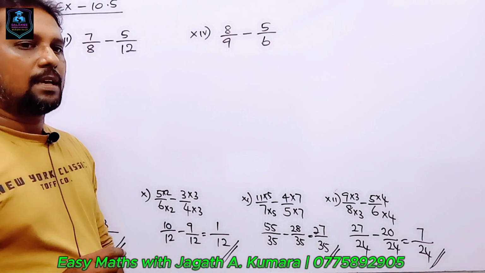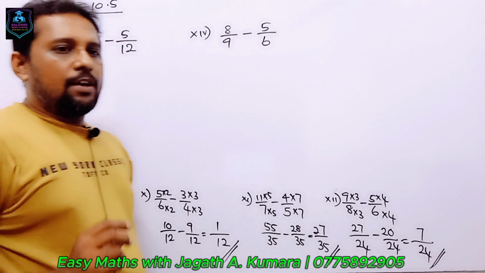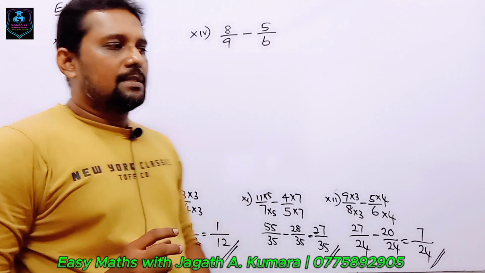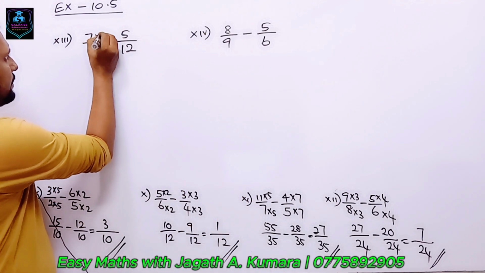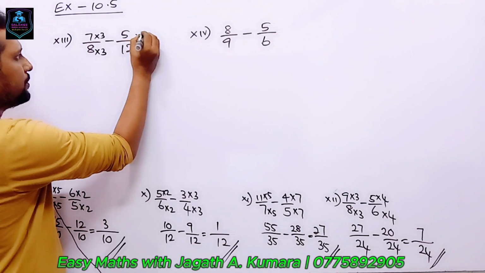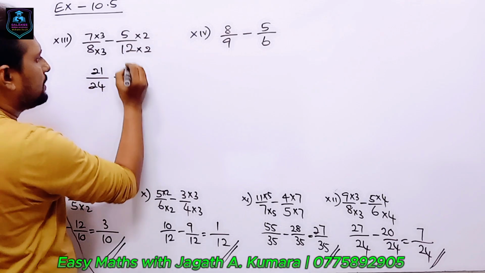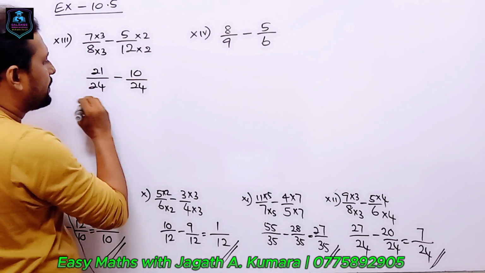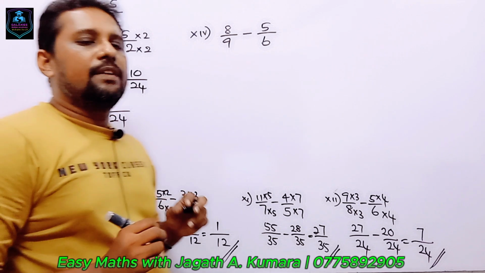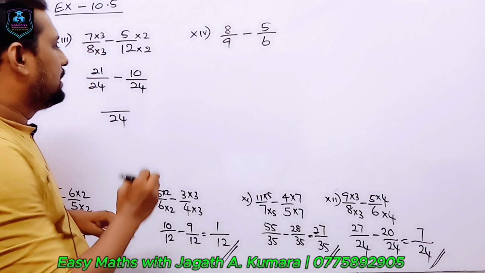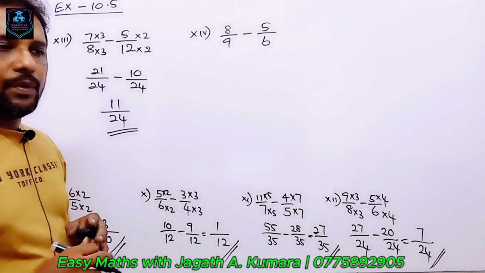Right, then let's go to the last two parts. Denominators are unequal, so you have to find the LCM. 8 and 12, LCM is 24. So the first fraction you have to multiply by 3, the second fraction multiply by 2. 21 over 24 minus 10 over 24. Denominators are equal, so the answer denominator is 24. 21 minus 10 is equal to 11. So number 13 answer is 11 over 24.